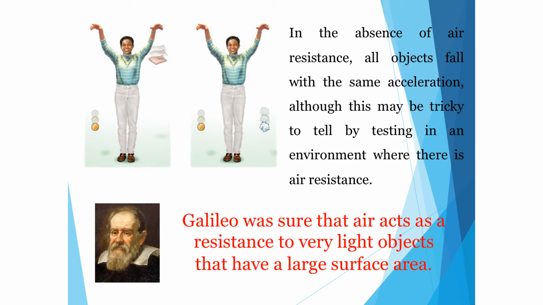And that's why if you release two objects with different weight, in the absence of air resistance, basically they are going to reach the surface at the same time. But you need to understand that it is with the absence of air resistance. Why? Because both are accelerating with the same g. That's why they reach the ground at the same time.